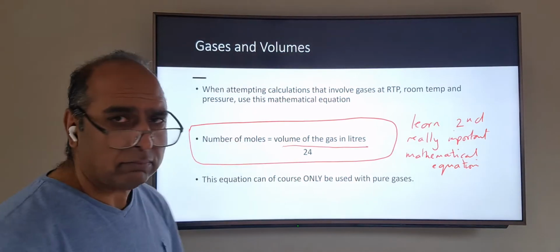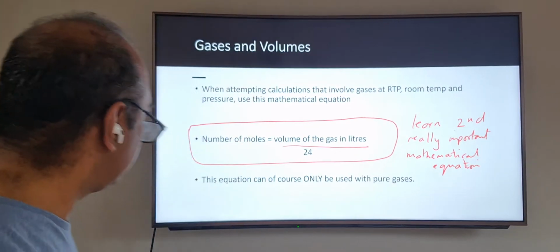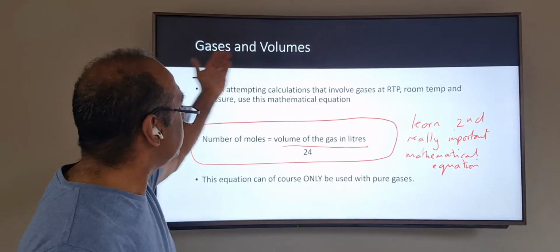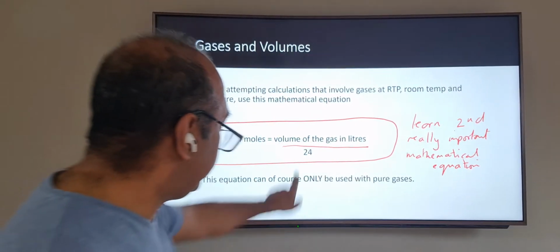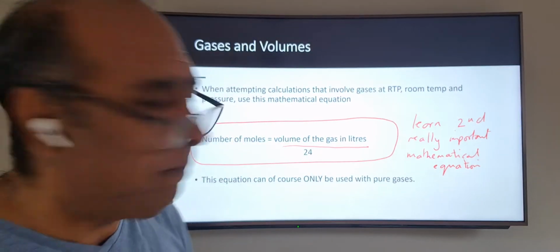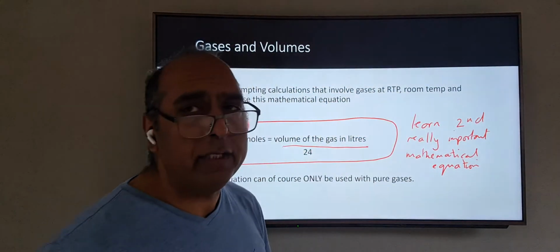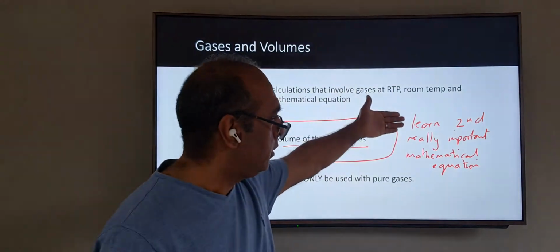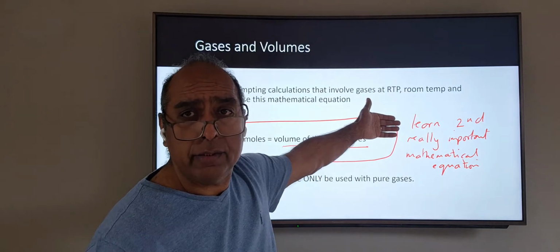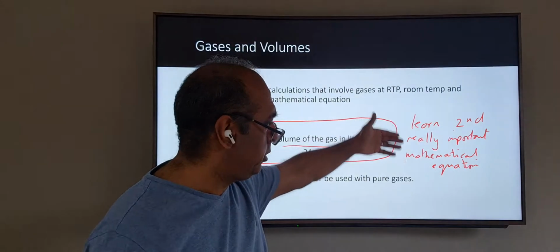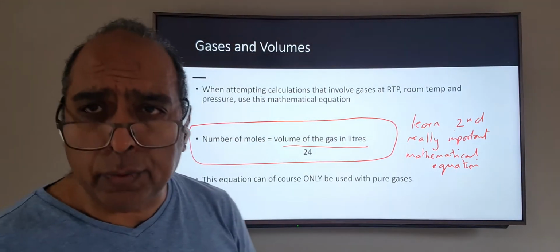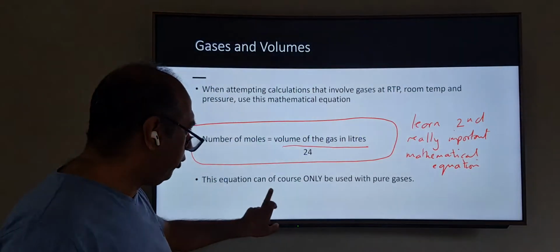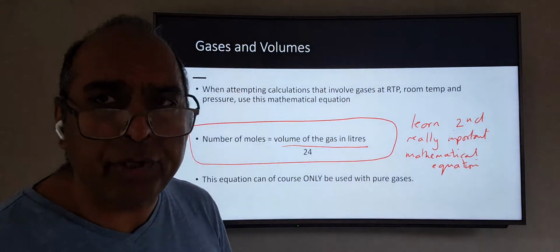There it is. Number of moles of gas. This is gases and volumes. Number of moles of gas is whatever volume, measured in litres, divided by 24. So volume in litres divided by 24. Learn this second really important mathematical equation, which we're going to use for our calculations. And this equation, of course, can only be used with pure gases.